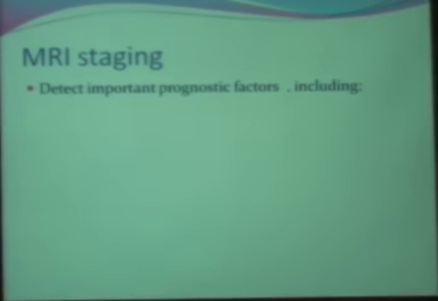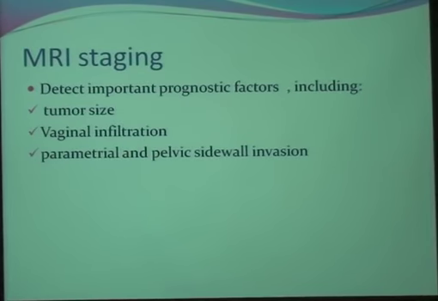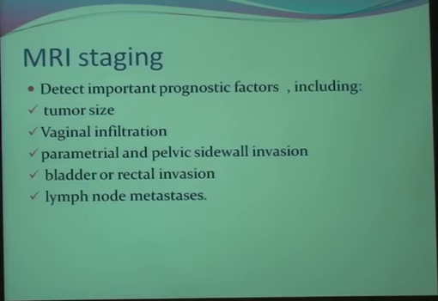4. MRI staging is used to detect important prognostic factors such as tumor size, vaginal infiltration, parametrial and pelvic wall invasion, bladder and rectal invasion, and lymph node metastasis. Lymph node metastasis is not considered one of the parameters in the FIGO classification system yet. If present, it alters the survival rate significantly. It has been found that in early stages, the survival rate may be 90 or 95%, but if there's lymph node involvement, it may decrease to 50 or 45%.